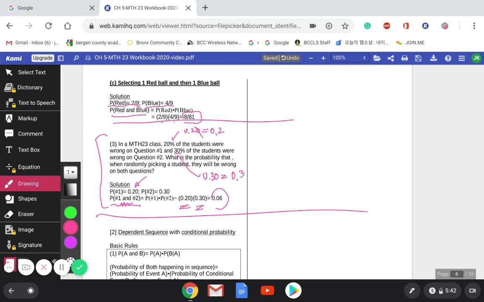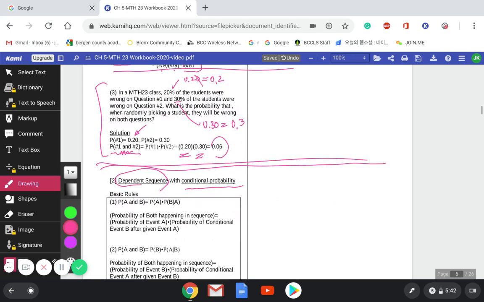Now the next examples are dependent sequences with conditional probability. Okay. They are not independent. They are dependent on the first event, especially the second event. If the second event is affected by the first event, that's a conditional event or conditional probability.